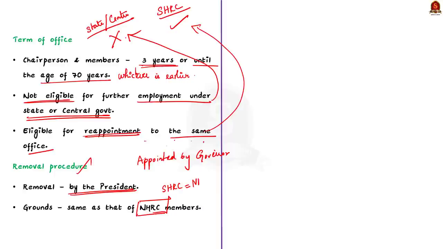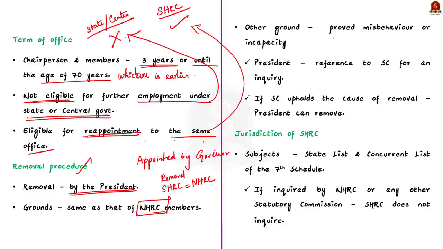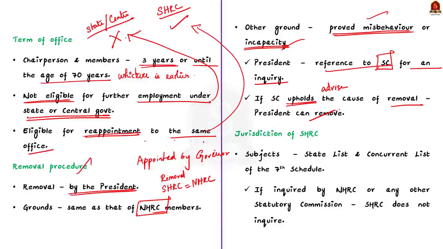In addition to these, the president can also remove the chairperson or a member on grounds of proved misbehavior or incapacity. However, in these cases, the president has to refer the matter to the Supreme Court for an inquiry. If the Supreme Court, after the inquiry, upholds the cause of removal and advises the same, then the president can remove the chairperson or a member. So these are the two scenarios about the removal of members of SHRC.